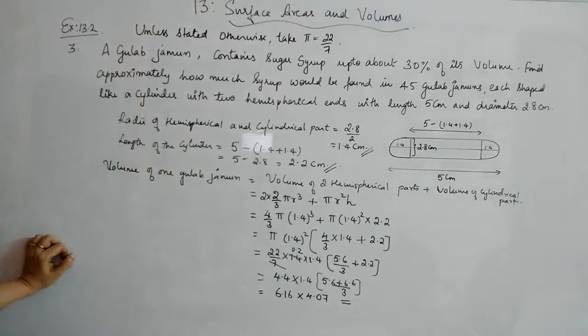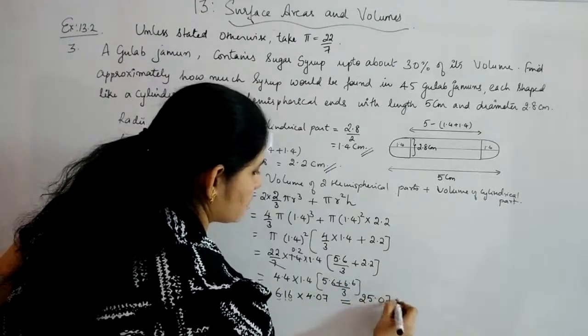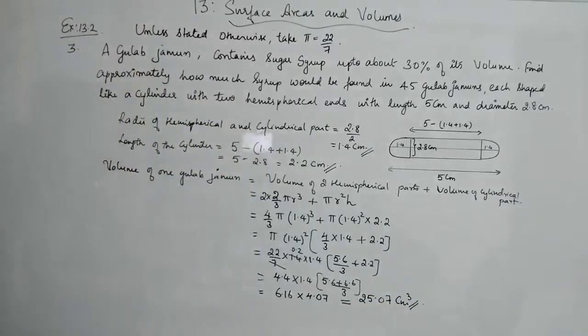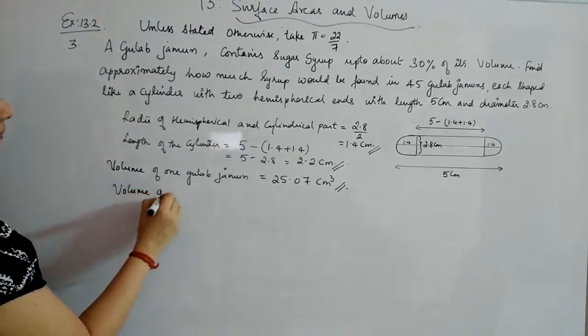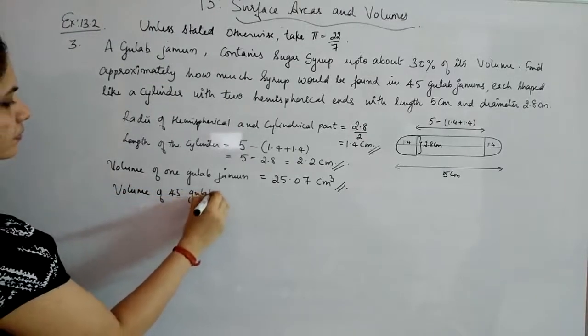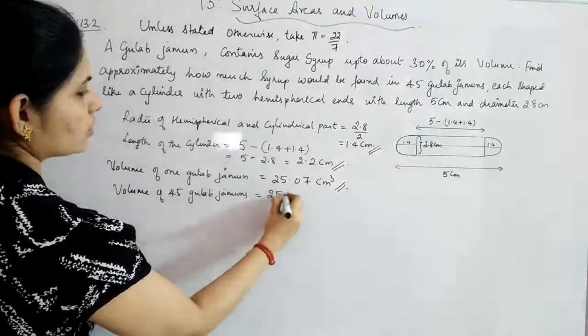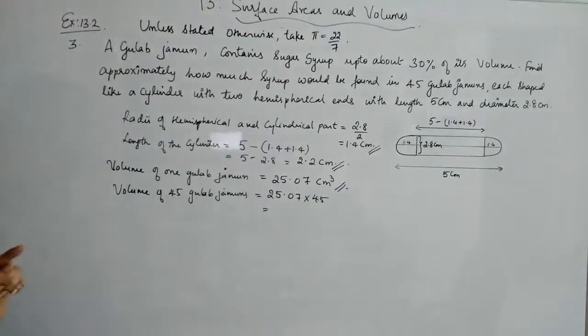That means you are getting 6.16 into 4.07, which is equal to 25.07, and the unit is centimeter cube. This is the volume of one gulab jamun. Now we need to find out the volume of 45 gulab jamuns. The volume of 45 gulab jamuns will be the volume of one gulab jamun into 45. What is 25.07 into 45? It is 1128.15.